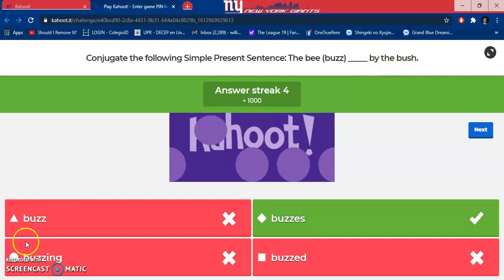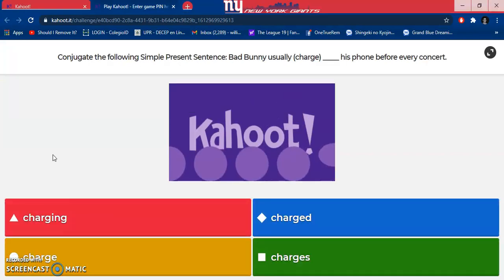Moving on to the next exercise. Seguimos con el siguiente ejercicio. Ahora vamos, now we're going to the next one, la siguiente oración. And for the rest of the exercise, todas las oraciones son ejercicios de conjugación. Vamos a conjugar el verbo. Siguiente oración. Bad Bunny usually blank his phone before every concert. Again, let's look at the subject. Vamos a ver el sujeto de la oración aquí. Aquí el sujeto es Bad Bunny.